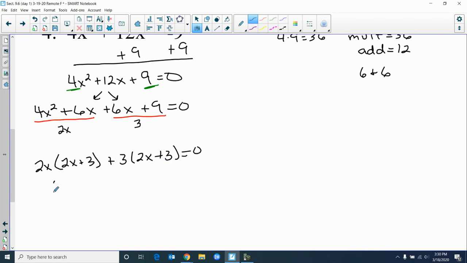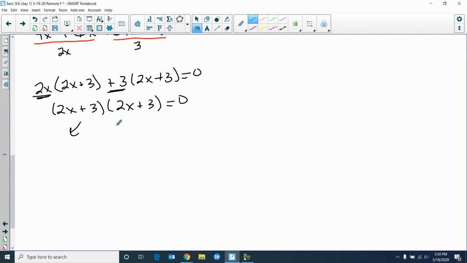Got to have the same parentheses. I do. That goes in my first group. My second group will be whatever these two are. 2x plus 3. All right, now you notice they're both the same. That's okay.